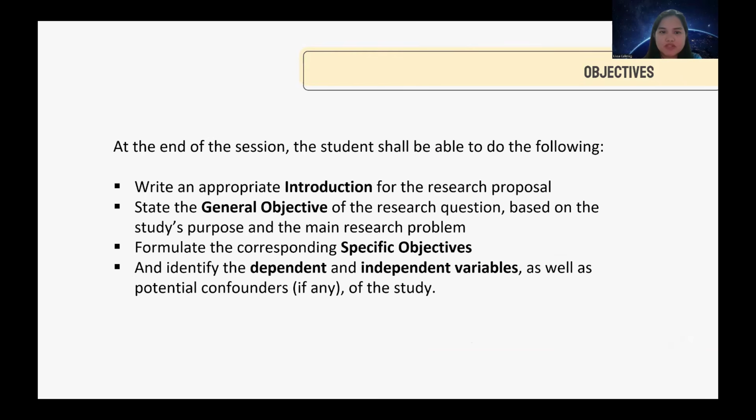So at the end of the session, the students shall be able to do the following: write an appropriate introduction for the research proposal, state the general objective of the research question based on the study's purpose and the main research problem, formulate the corresponding specific objectives, and identify the dependent and independent variables, as well as the potential confounders, if any, of the study.